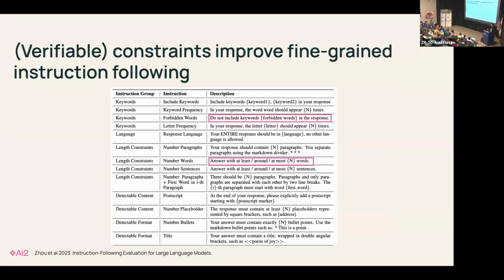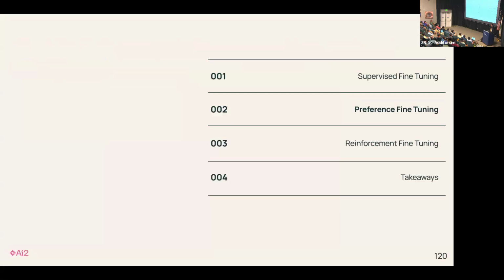And constraints can also help fine-grained instruction following. So here's an example of types of constraints you can artificially put in your prompts, as long as you can verify that the output is correct. This is free supervision. So you can say don't include these keywords and randomly select these keywords, or answer with at least N words, at most N words, and then you can automatically verify that this is true. That's supervised fine-tuning. The data looks very similar to the data that's in mid-training. I think that was your question.